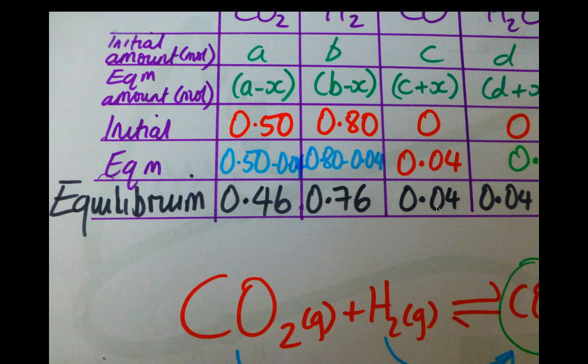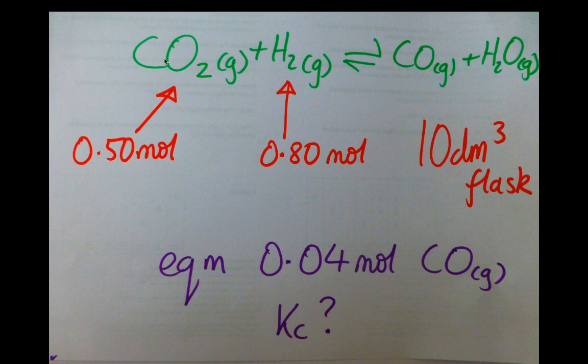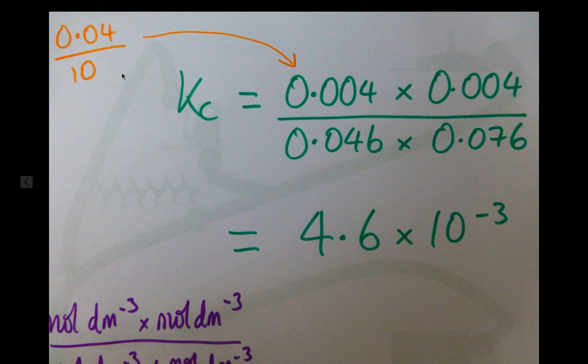Now concentration is amount in moles divided by the volume, and we've been told that our volume is 10 decimeters cubed. It's in the right units already, so all we're doing here is dividing each of these values by 10. So to calculate Kc, we're doing 0.004 times 0.004 divided by 0.046 times 0.076. So if we calculate that, we end up with 4.6 times 10 to the minus 3.